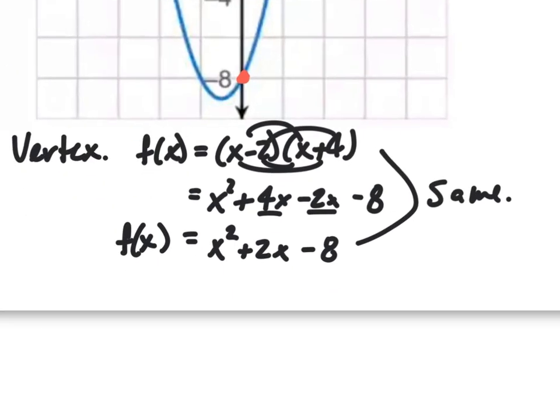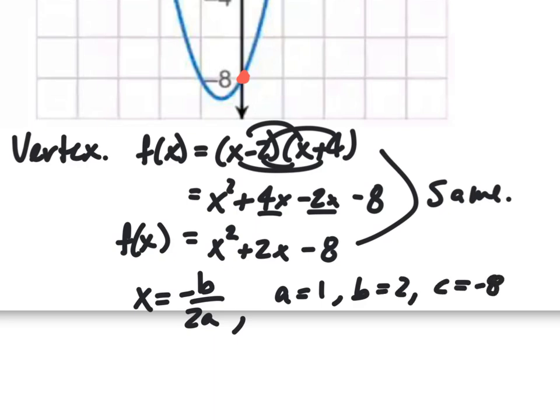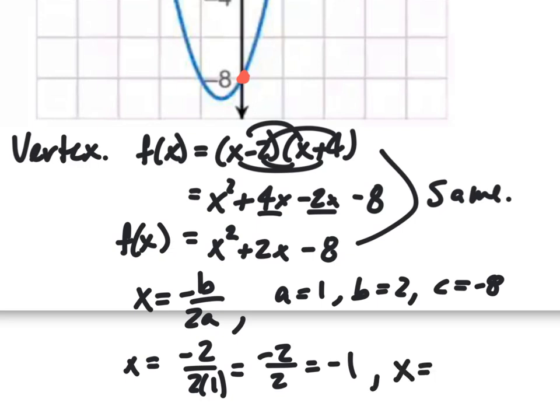For my vertex, I want to find the x value. x is equal to opposite b over 2a. If I write down my values, a is 1, b is 2, and c is negative 8. I plug those values in, so I get opposite 2 over 2 times 1, which is negative 2 over 2, which gives me negative 1. So my vertex has an x value of negative 1.